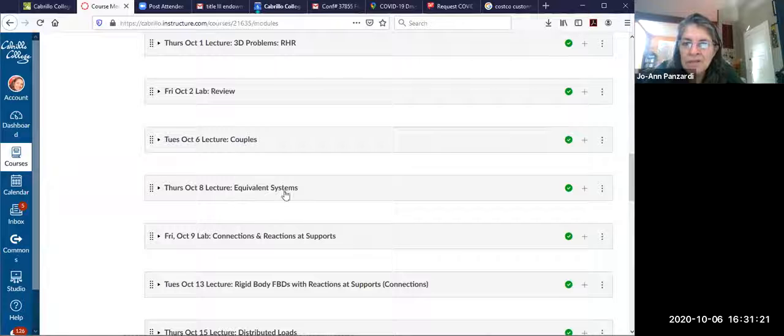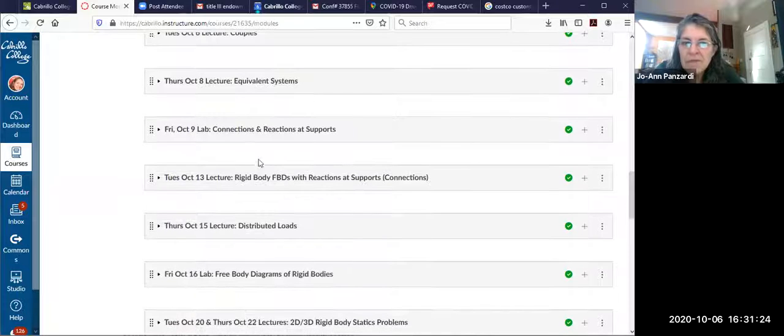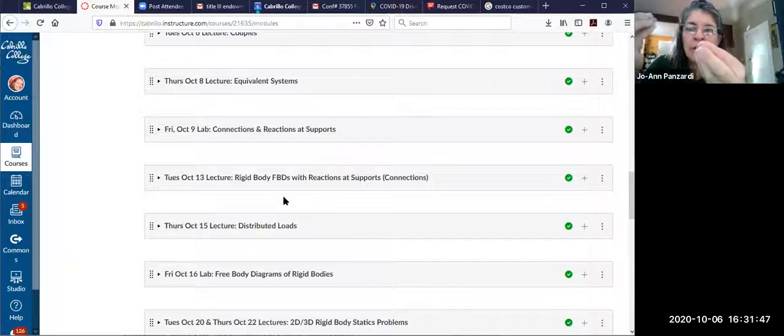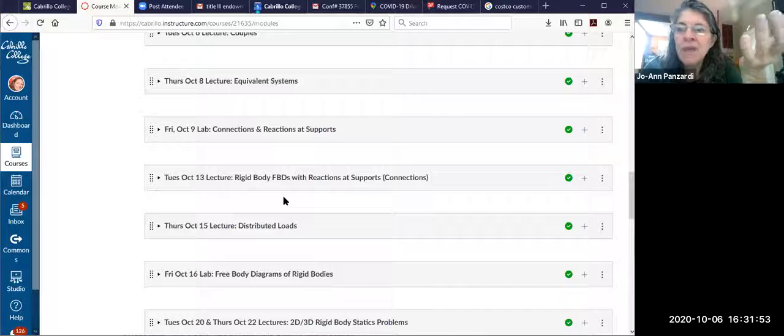Okay, so the next step now is today we're going on to a topic called couples. And then we have equivalent systems. And then we learn about all different supports and connections. And we start drawing free body diagrams of more rigid bodies. We've only done 3 rigid body free body diagrams so far. So now what we're trying to do is we're taking all these forces that were on a point and now adding other forces that are in other locations, drawing free body diagrams of rigid bodies, and then solving the statics problem using the steps again.